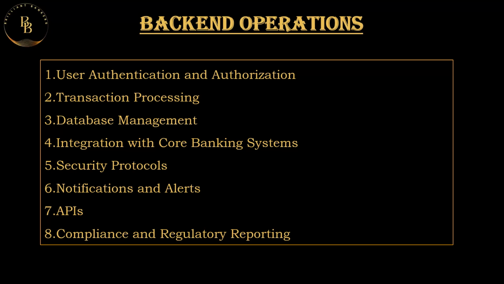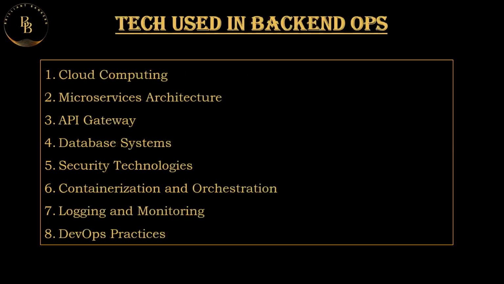So, what are the different types of technology which will be used in the backend operations? The different technologies being used in the backend operations are, like, cloud computing. Cloud infrastructure, as we all know, is often used to host all types of things nowadays. Mobile banking is also using the same thing. So cloud platforms provide scalability, flexibility, and cost effectiveness, allowing banks to adapt to the changing workloads.